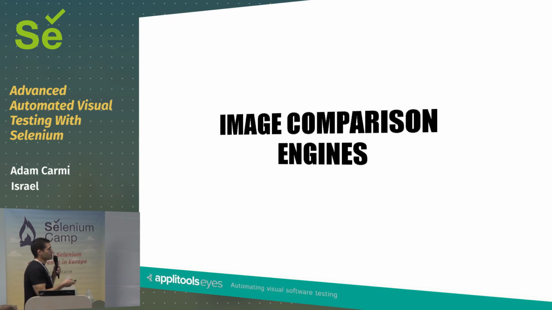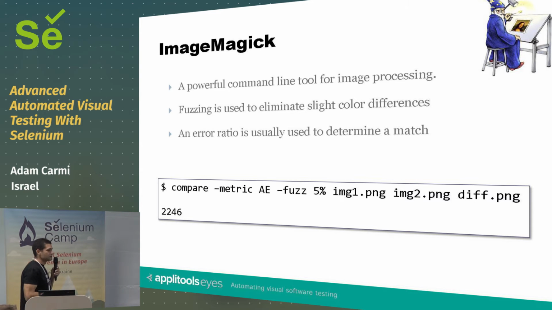So let's take a look at the different image comparison engines that are available, and all these different tools are all based on them. It's not that each tool builds its own image comparison mechanism. So the first one is ImageMagick, and it's a very powerful command line tool for general purpose image processing. It's an old tool, and it also has one command that allows you to compare two images. And this is how it looks.